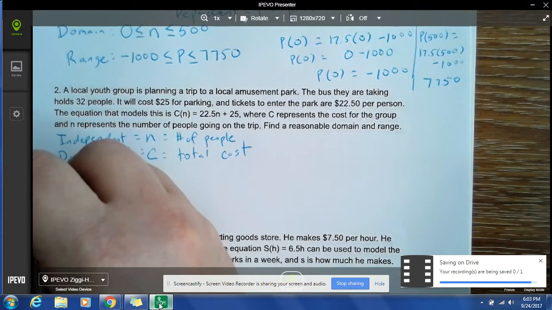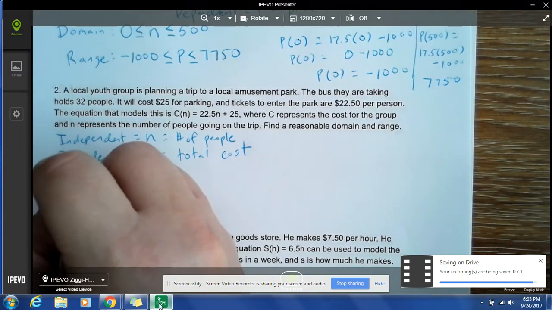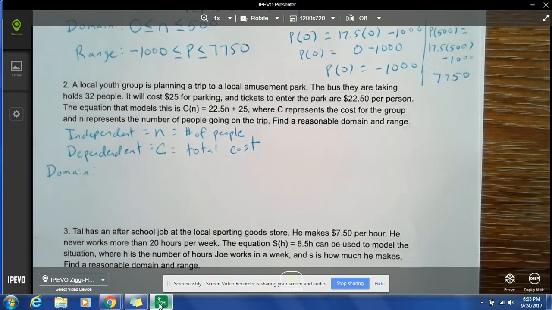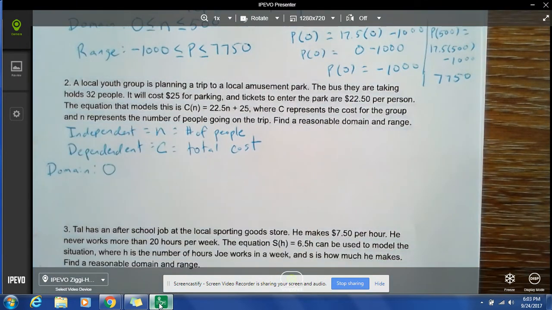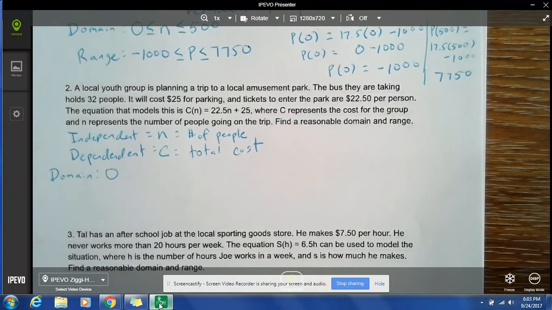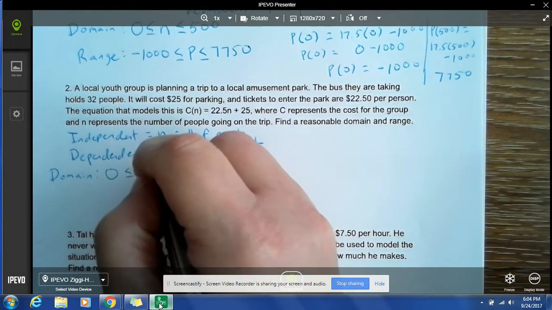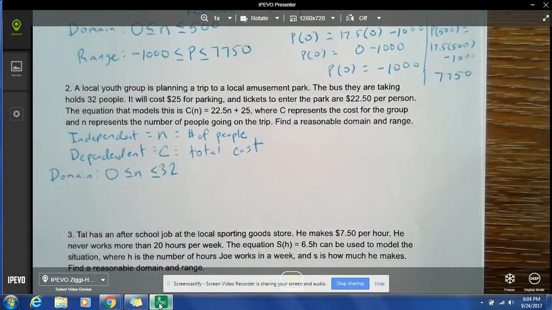So let's talk domain. What's the smallest number of people that can go on this trip? Well, we could have a very sad trip and have as few as 0 people go on this trip. It could happen. It would be sad, but it could happen. And then what's the largest number of people that could go? Well, if they're only taking one bus and we're not going to break any laws, the most we could have is 32 people. So n is between 0 and 32.